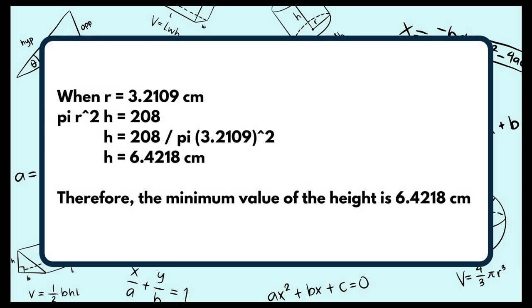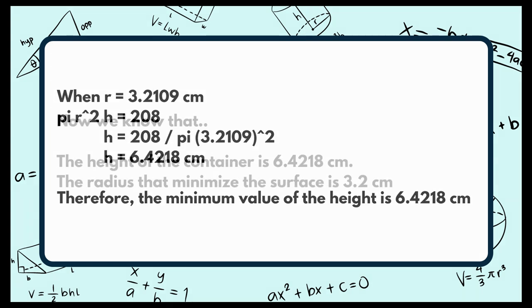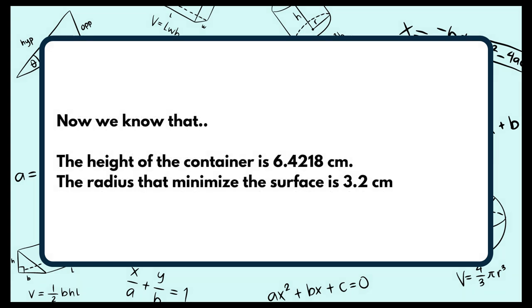When r is equal to 3.2109 centimeter and pi r squared h is equal to 208, to find h we bring pi r squared to the right. Then h is equal to 208 divided by pi times 3.2109 squared, and the answer is 6.4218 centimeter. Therefore, the minimum value of the height is 6.4218 centimeter. Now we know that the height of the container is 6.4218 centimeter, and the radius that minimizes the surface area is 3.2 centimeter.